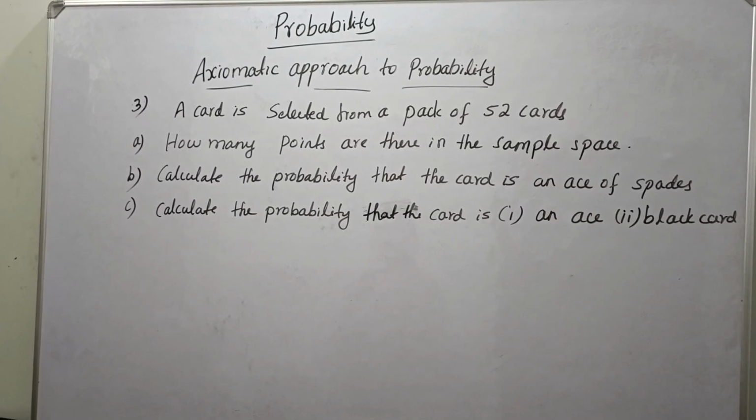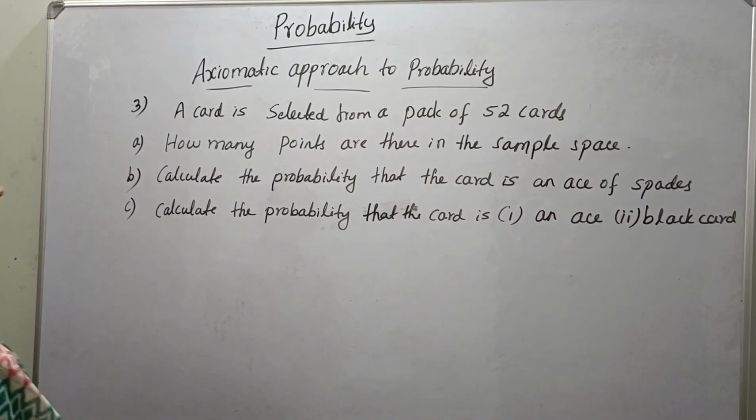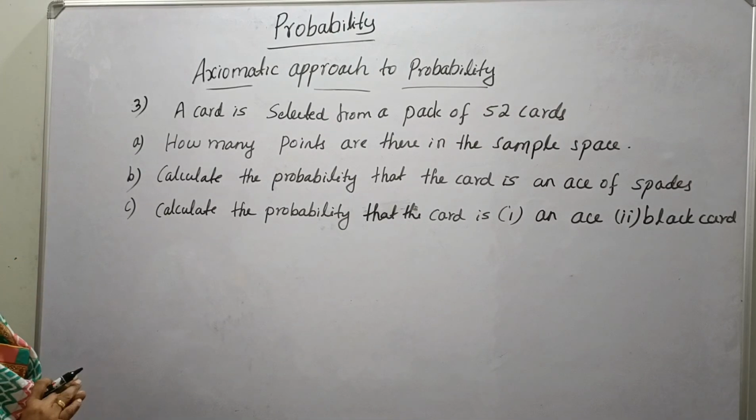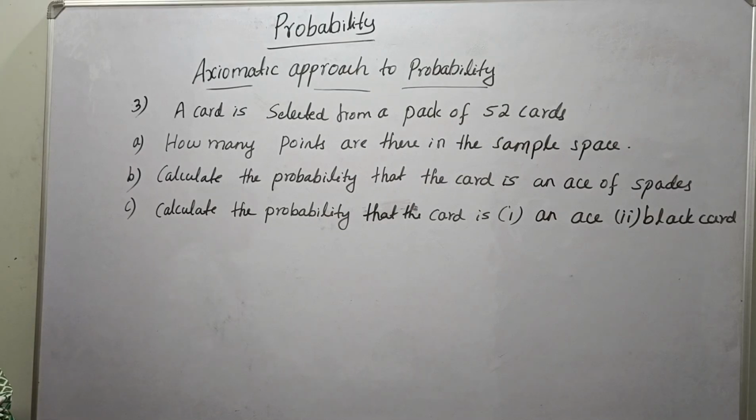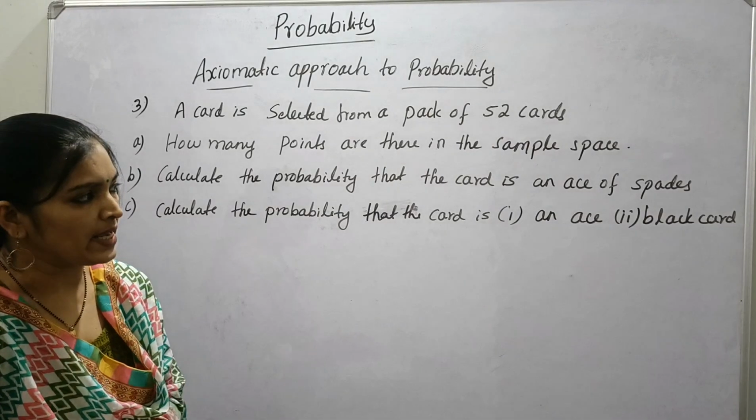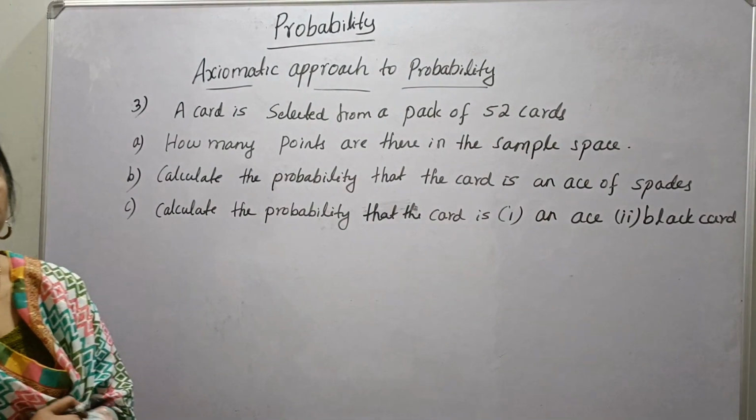Look at the next question. A card is selected from a pack of 52 cards. First question, how many points are there in the sample space? Second, calculate the probability that the card is an ace of spades. Third, calculate the probability that the card is an ace, and separately, that it is a black card.